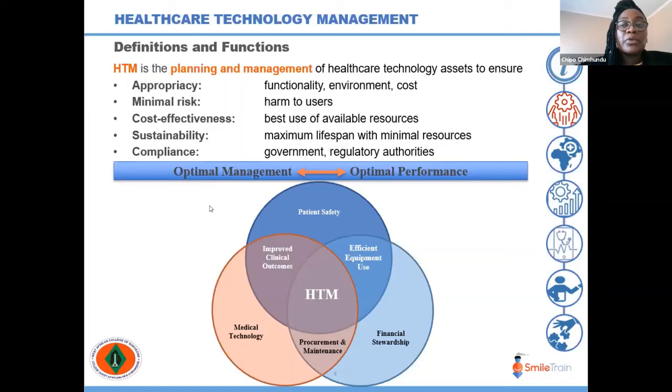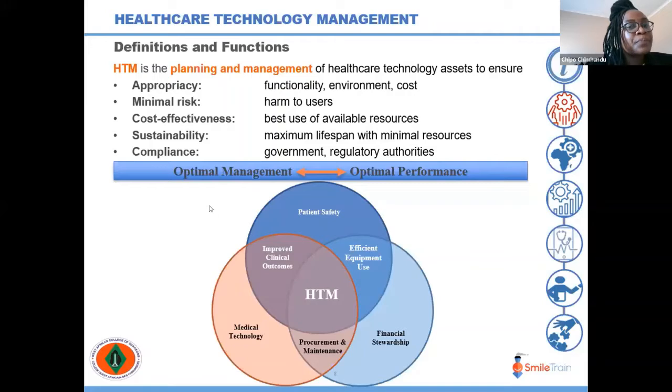When we talk about risk, the equipment that we are investing in for our cleft care, is it safe for our users, in particular in our context? Is it safe for our beneficiaries? Cost effectiveness. With our resources, especially in our low resource setting, is it cost effective for us to invest in that high-tech equipment that's coming from first world countries, or should we rethink how we invest in our technologies in our context?